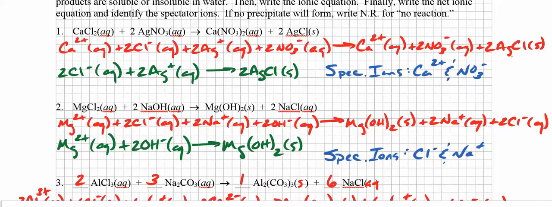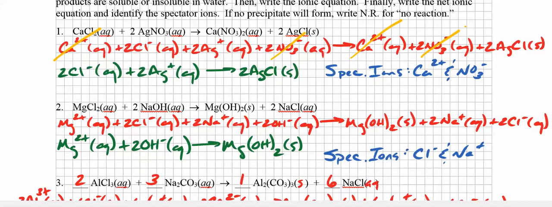Now let's talk a little bit about spectator ions. A spectator ion is one that is present on the left-hand side and the right side of the reaction, but really doesn't take part in the actual reaction. So in this case, that would be calcium ion. You can tell because calcium ion is present before and after the reaction has occurred, and nitrate as well. 2 moles of nitrate on the left, 2 moles of nitrate on the right. So we know that calcium ions and nitrate ions are simply spectators. They're present at the beginning and the end, but really don't participate in the reaction itself.